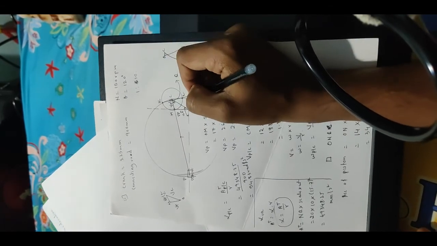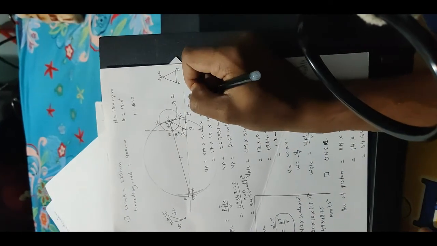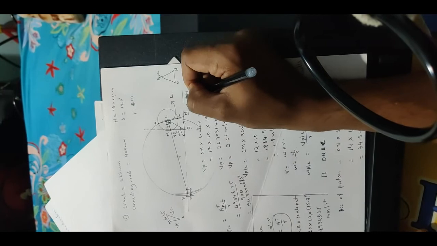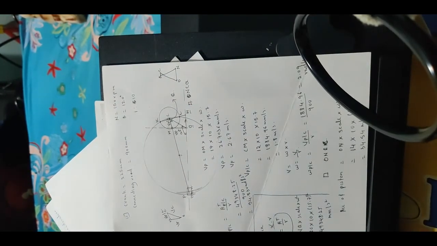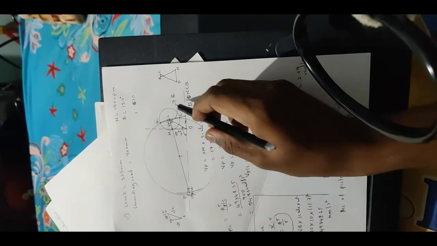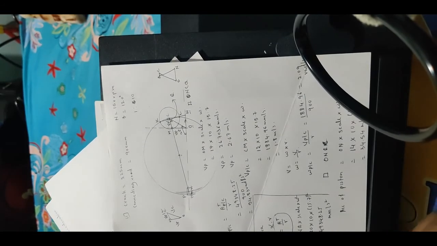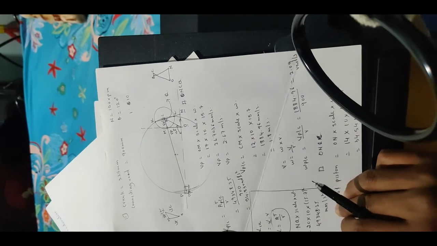So whatever the figure is there, the quadrilateral ONCQ will be the quadrilateral. We have already discussed the naming of this. Exactly how to do that, then only it will be easy to solve the particular problem. Okay, so like this we need to solve the problem.